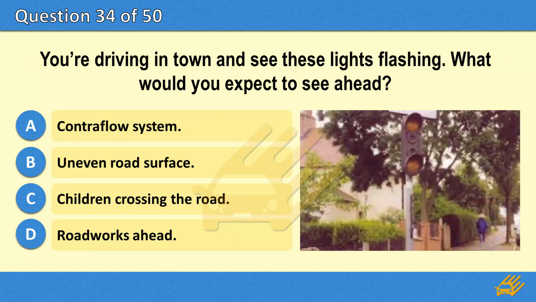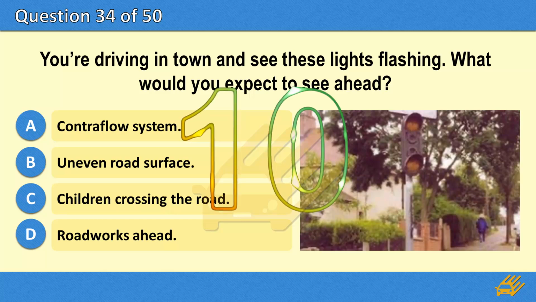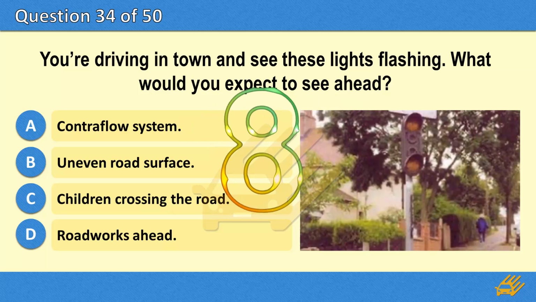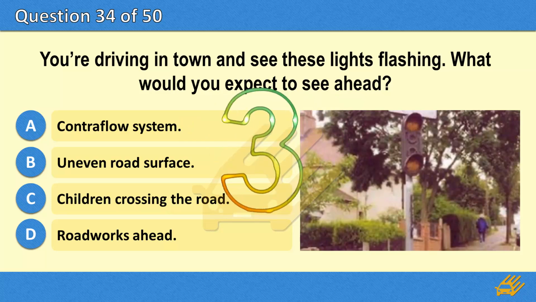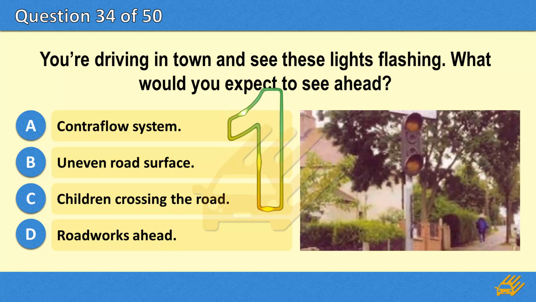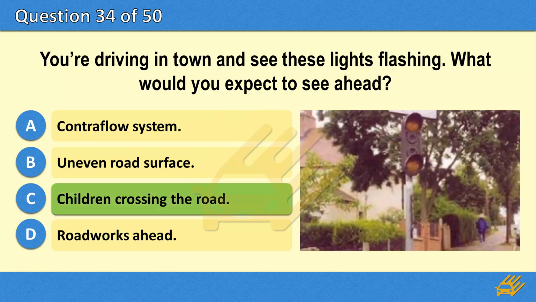You're driving in town and see these lights flashing. What would you expect to see ahead? A. Contraflow system. B. Uneven road surface. C. Children crossing the road. D. Roadworks ahead. The correct answer is C. Children crossing the road.